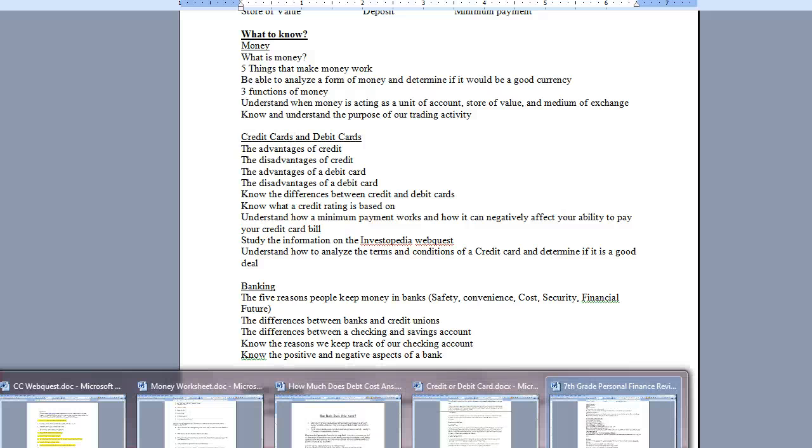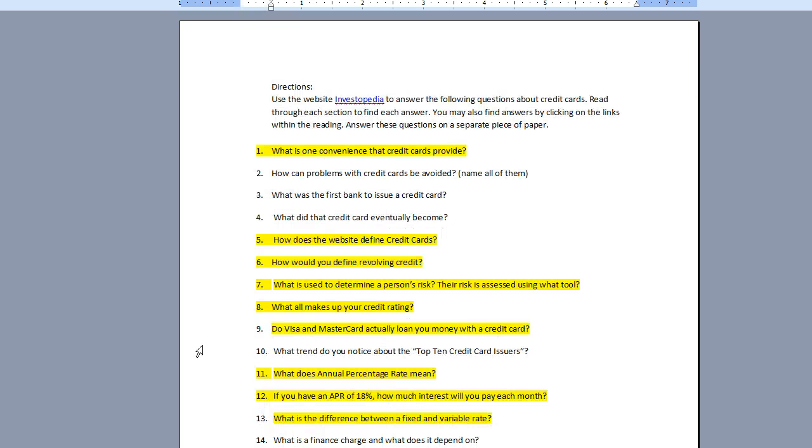The number one way to do this is to go over, like I mentioned, your credit card web quest. 25 questions. Let me pull this up. It might take a second, because my internet's going really slow. But this Investopedia website is a great resource for studying. Now, it's a ton of information, so you kind of need to sift through it and pick out the most important stuff. And I'll tell you to focus on these 25 questions.